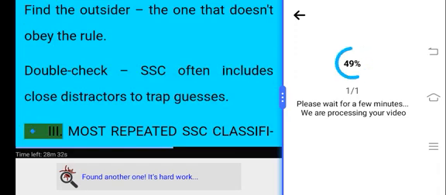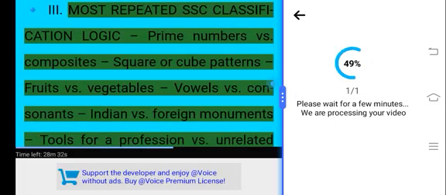3. Most repeated SSC classification logic. Prime numbers versus composites. Square or cube patterns. Fruits versus vegetables. Vowels versus consonants. Indian versus foreign monuments. Tools for profession versus unrelated tools. Capital cities versus non-capitals. Group body parts versus unrelated ones.